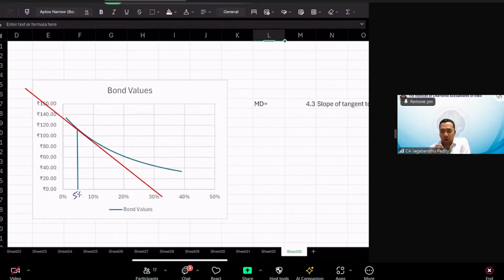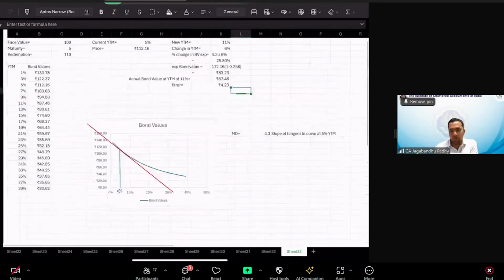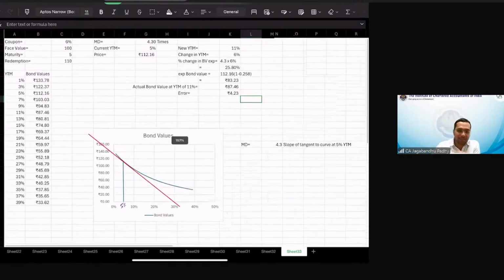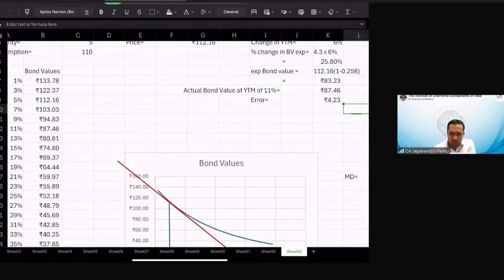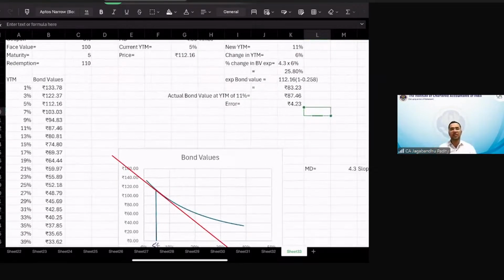Okay. Now, how do we go about improving or making our estimate better? For that, we use another term, an adjustment, to bridge this error or this gap. And that concept is called convexity. Have you heard something called convex? Ever heard this term called convex?